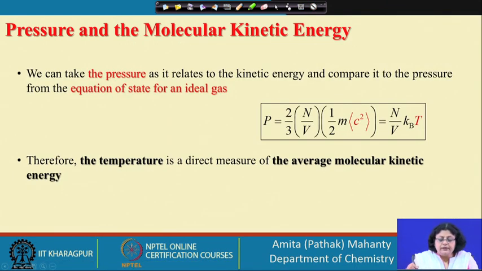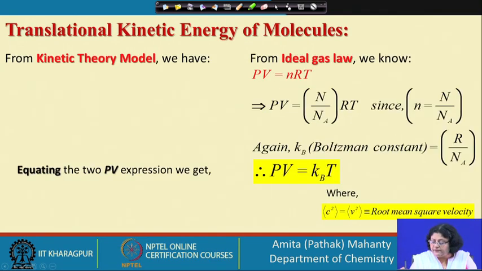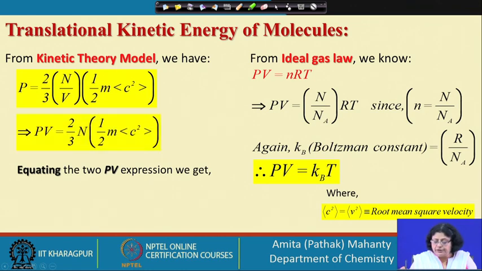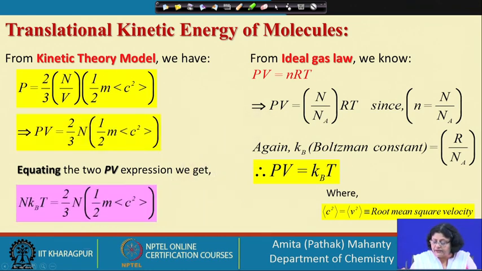So, the next one, this is the next relation which we have. Pressure we have related to the kinetic energy of the molecule and compared it with the pressure from the equation of the ideal gas law. This is the pressure relation which we had, and now we have related that to the temperature of the system. So, the temperature is a direct measure of the average kinetic energy of the molecule, that we have seen. How have we seen? We have seen by the following equations which we had derived in the last class.